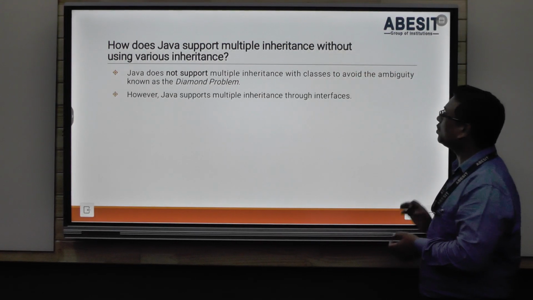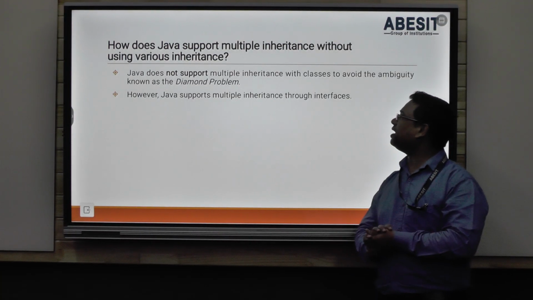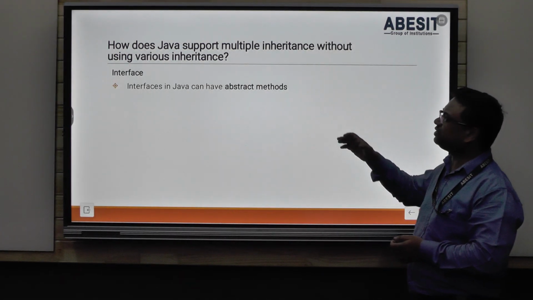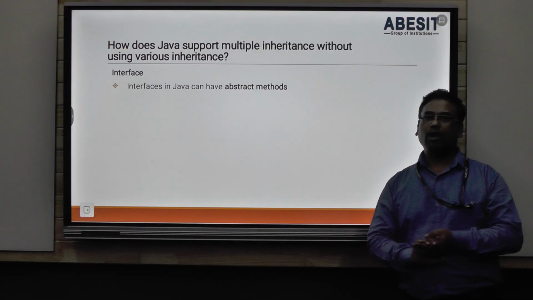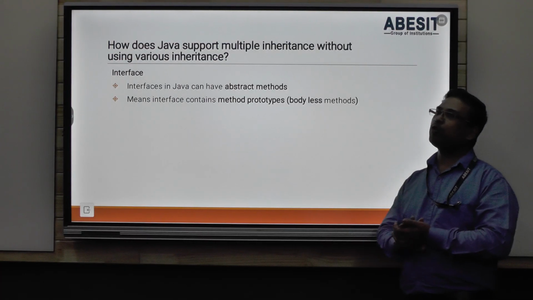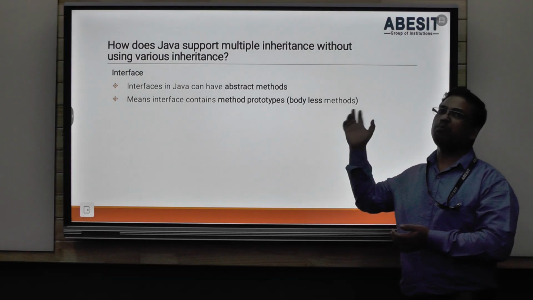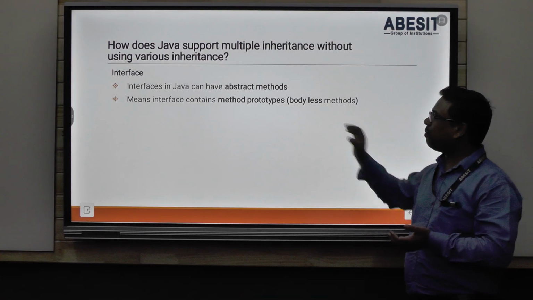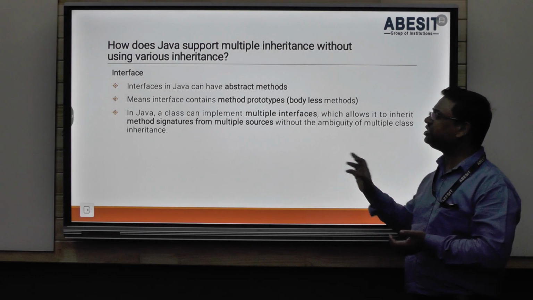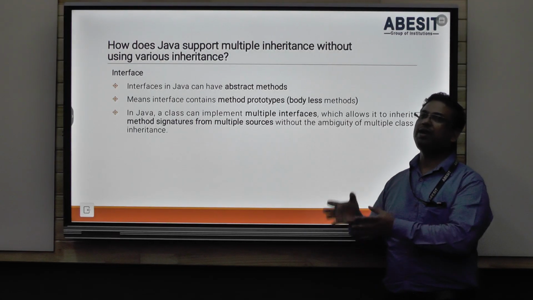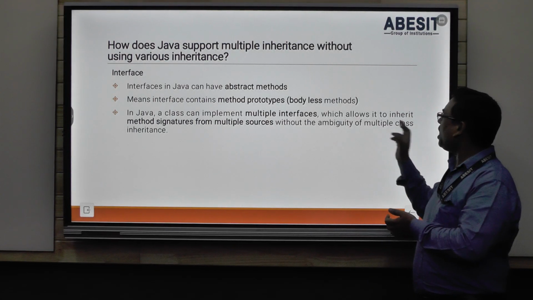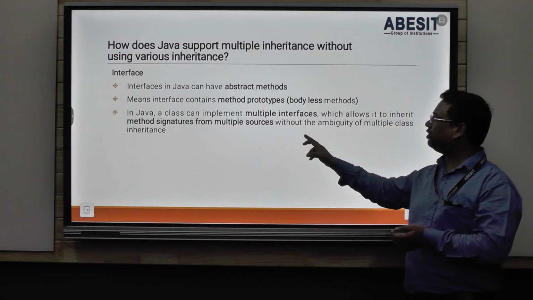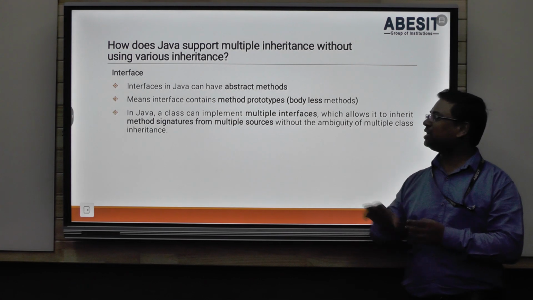Now we will see, however, Java supports multiple inheritance through interfaces. What is an interface? An interface in Java can have abstract methods. Abstract methods means method prototypes, means bodiless methods, the methods that don't contain any body. In Java, a class can implement multiple interfaces, which allows it to inherit method signatures from multiple sources without the ambiguity of multiple class inheritance.